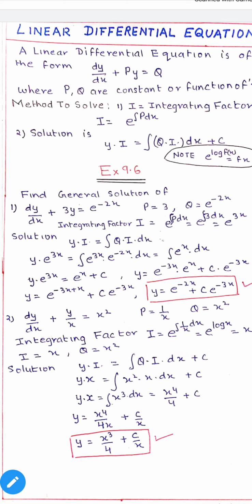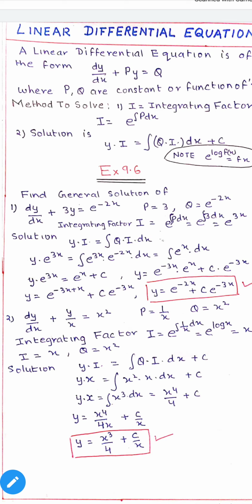Second question is dy by dx plus y upon x is equal to x square. If we compare it with dy by dx plus py is equal to q, we get p is 1 upon x and q is x square.